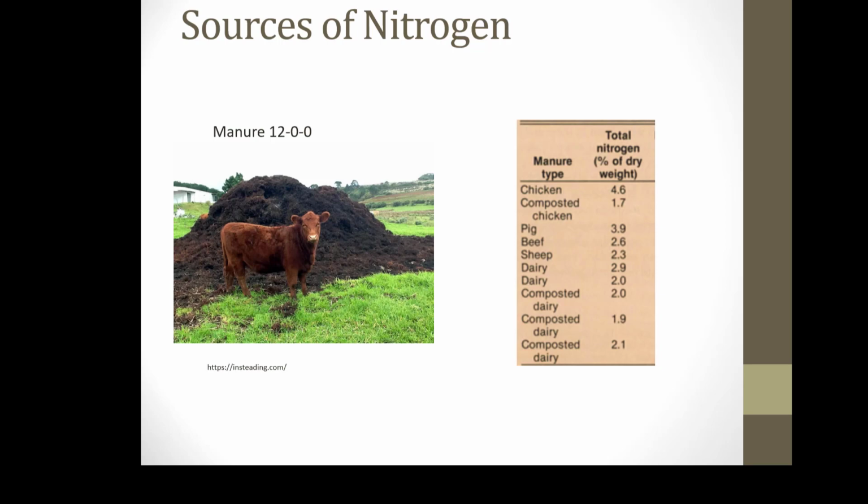So some of the sources of nitrogen: manure is 12-0-0, that means it's 12% nitrogen, 0 phosphorus, 0 potassium. And here are the different types. That's cow manure. Chicken manure has some of the highest percentages of nitrogen. So it's really important to know your sources. The other thing that's really crucial is that if you use manure, it has to be composted because it's got a very high ammonia concentration and it will burn plants.